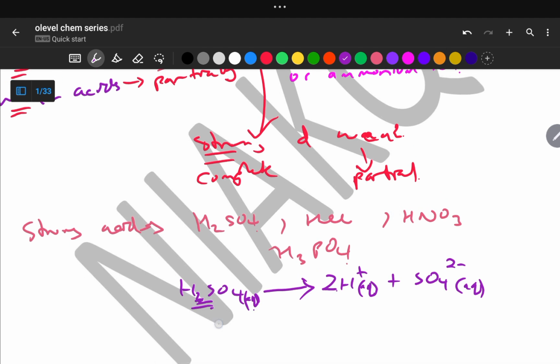We do the same for hydrochloric acid. We have complete dissociation, right? And then we do the same for all the other acids.